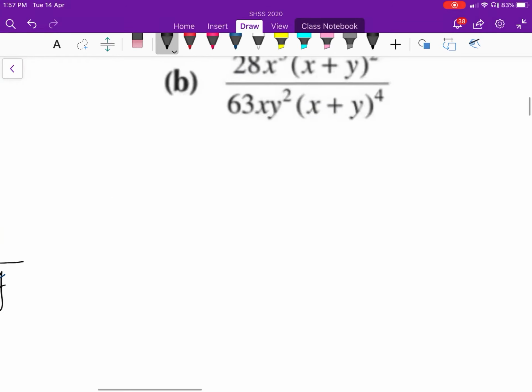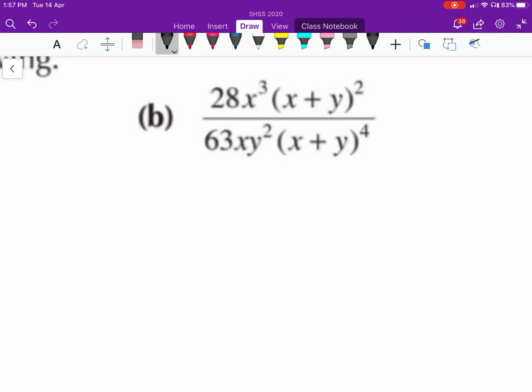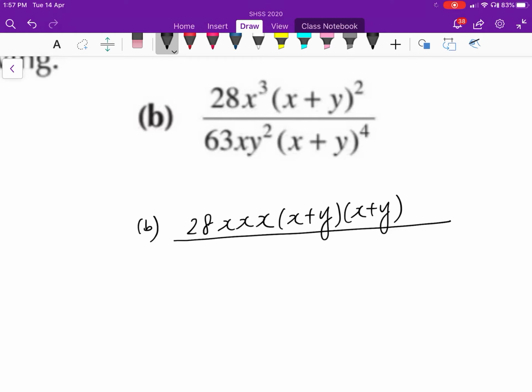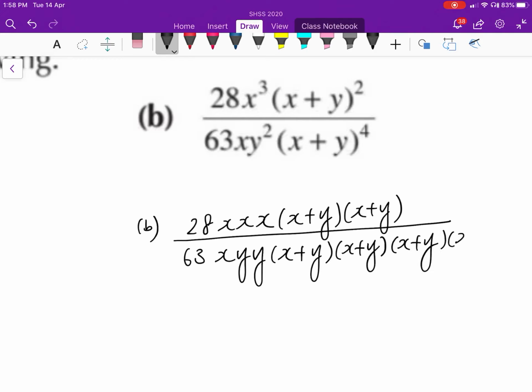Let's take a look at work example 1b. Work example 1b is a little bit more interesting because we have a bracket. So work example 1b is 28. X cubed is x times x times x. Now x plus y squared is actually x plus y multiplied by another x plus y. Let's take a look at the denominator. 63 xy squared is x times y times y. X plus y to the power of 4 is x plus y, x plus y, x plus y, x plus y, 4 times, because it's to the power of 4.